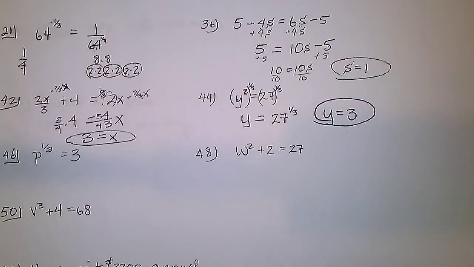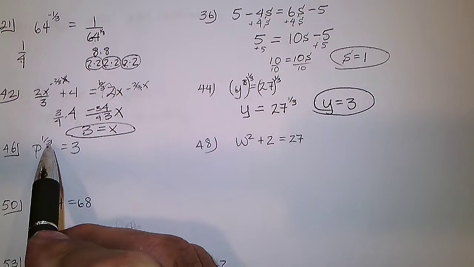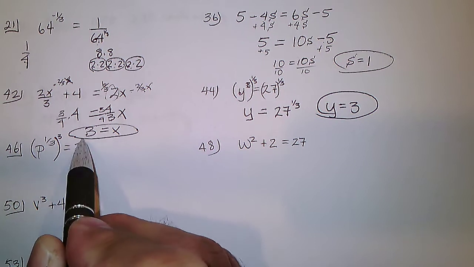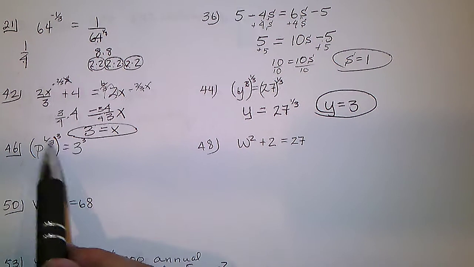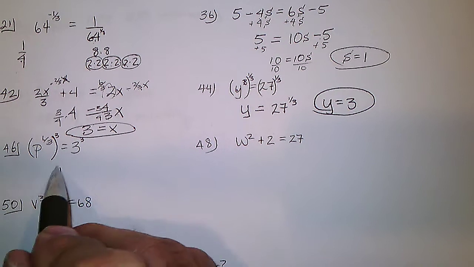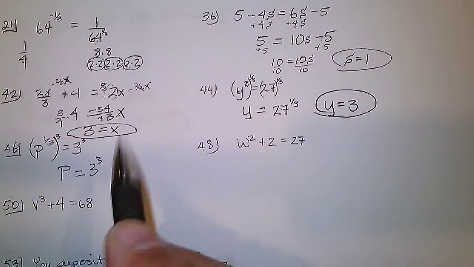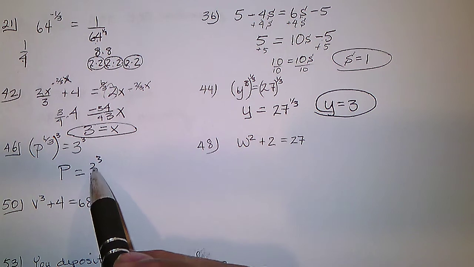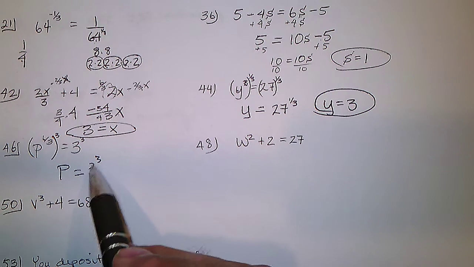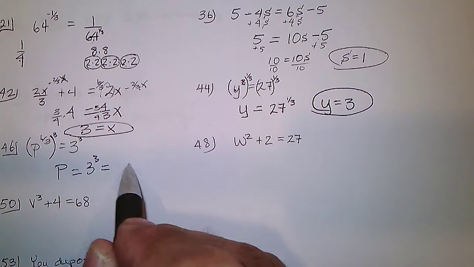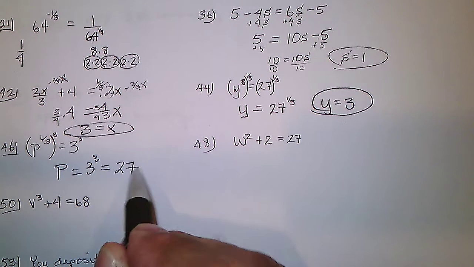All right. What do I do to get rid of the 1/3 power? Well, I would take it to the 3 power. And 1/3 times 3 is 1, so I get P equals 3 to the 3rd, and that doesn't mean 3 times 3, that means multiply 3 3s. So that's 3 times 3, which is 9 times 3, 27.